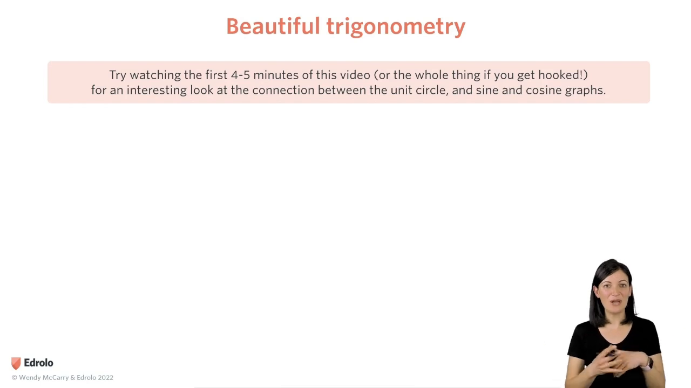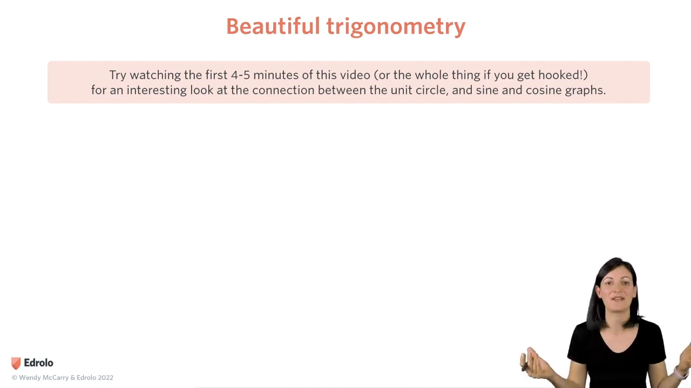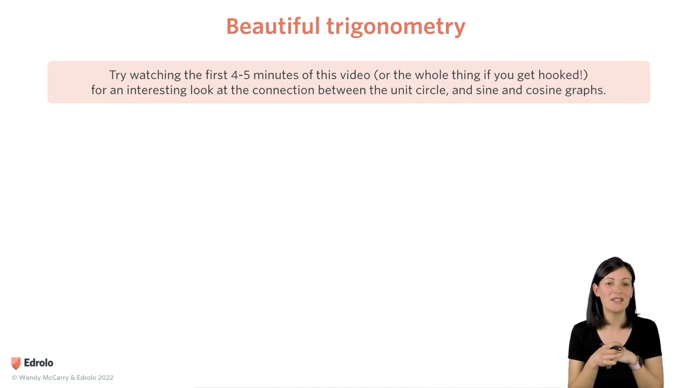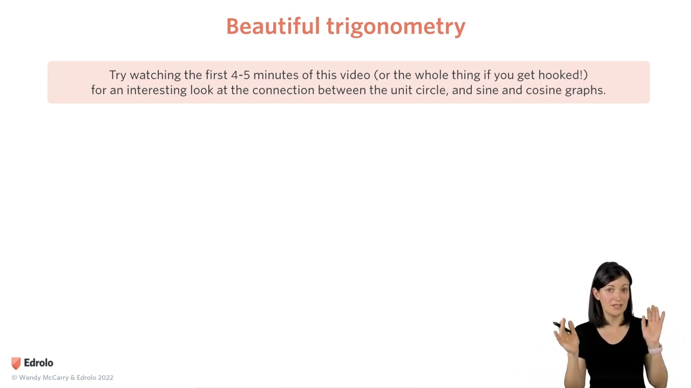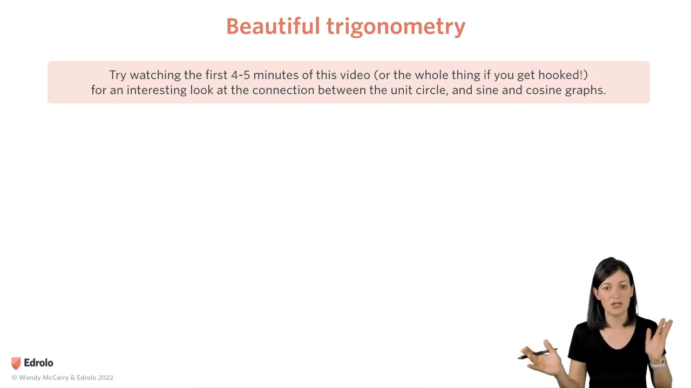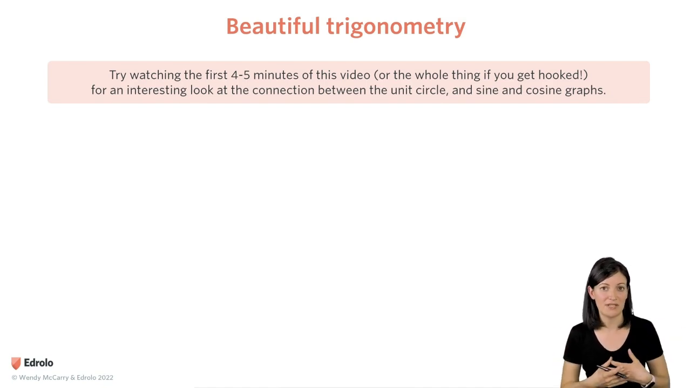Okay, so I'm going to direct you to a YouTube video, which is on the YouTube channel Numberphile. It's one of my favorite math YouTube channels. And it's a really amazing explanation or presentation of the unit circle and how it relates to the sine and cosine curves. So it's about 12 minutes long. You don't need to watch the whole thing unless you really get hooked. But if you could watch the first about 5 minutes or so, I think this will really help your understanding of where the sine and cosine curves come from.